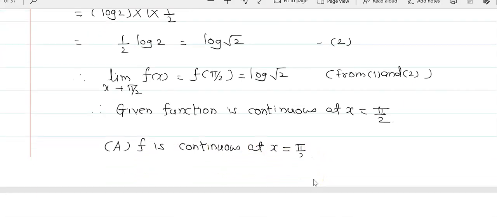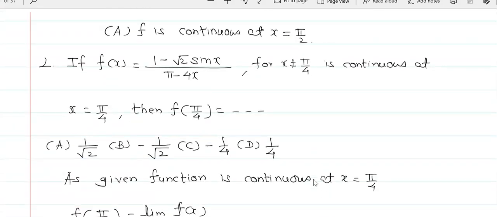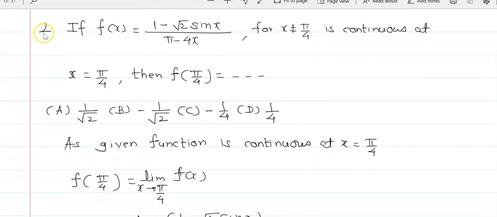This is the first. Now, the second one, that is 2. If f of x is equal to 1 minus root 2 sin x upon pi minus 4x, for x not equal to pi by 4, is continuous at x is equal to pi by 4, then find f of pi by 4. Again, the given function is continuous, and that's why the limit of the function is equal to the value of the function.